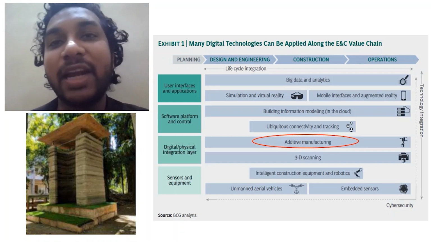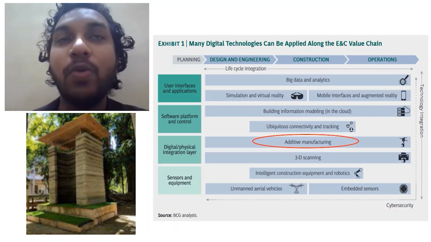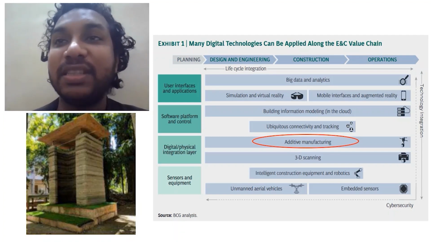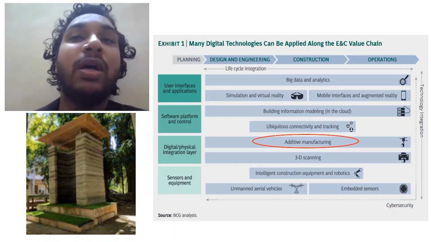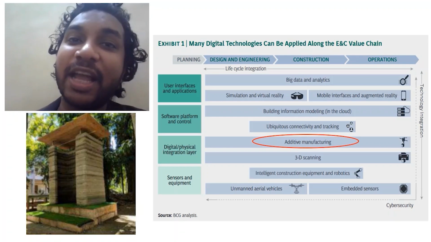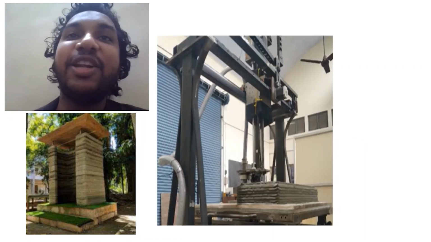Now, where do we stand? We stand in additive manufacturing, which is the integration of digital and physical, known as the digital-physical integration layer. This diagram has been taken from BCG analysis to make it more understandable to you. The structure you see on the left is the first 3D printed structure of India, and it is present on the IIT Madras campus.